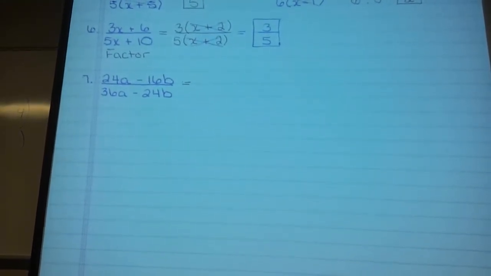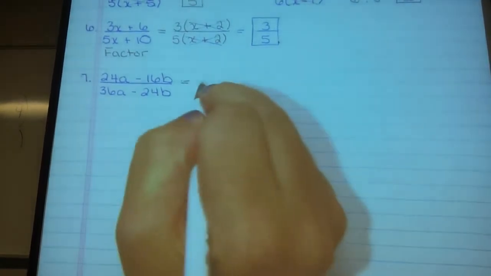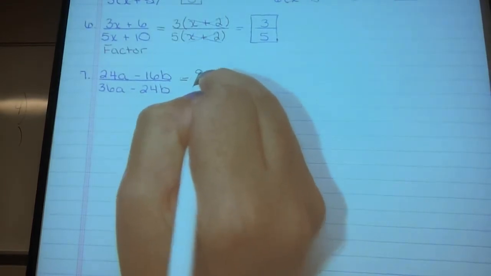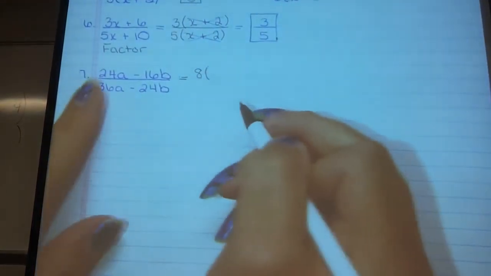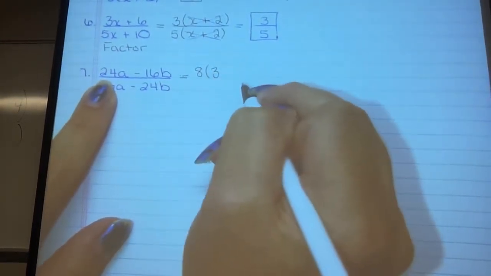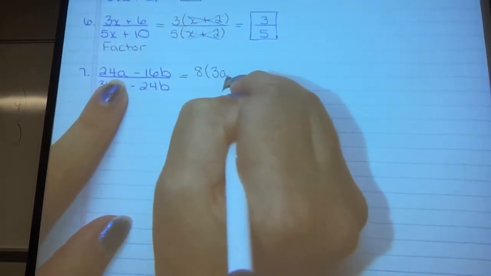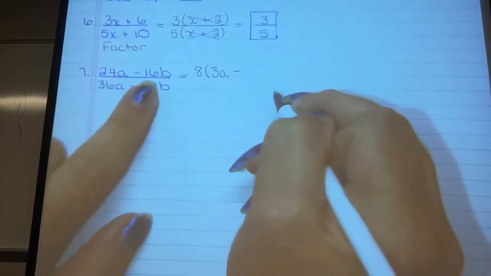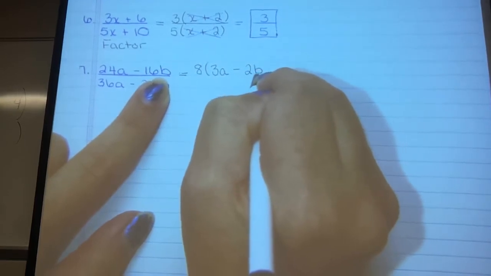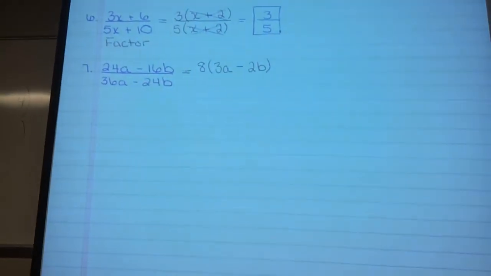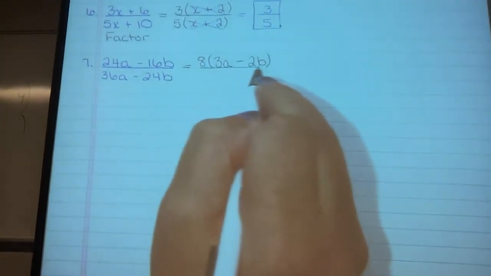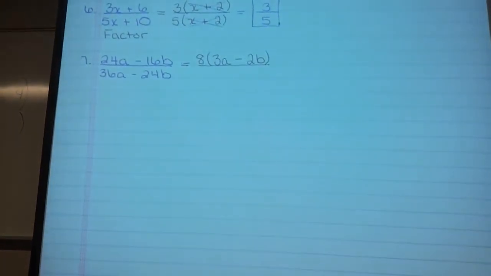What number could we take out of the top? 4. We want to take our biggest, 8. That'll take your biggest. And left over, 8 goes into 24 3 times with what letter? A. Minus 8 goes into 16 2 times with a B. So all I did was take out the GCF on top. And then on the bottom, what would be your common number? Good, 12.